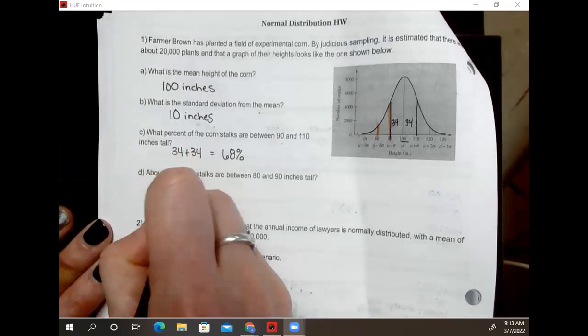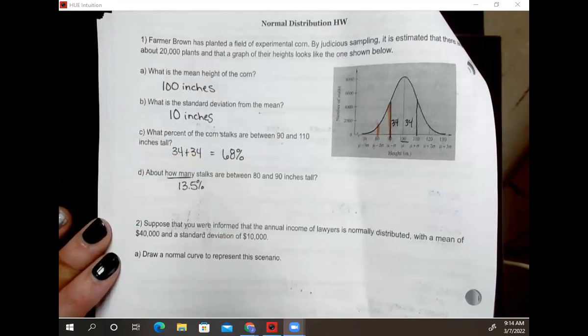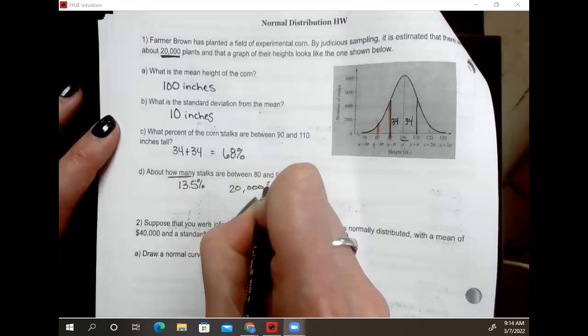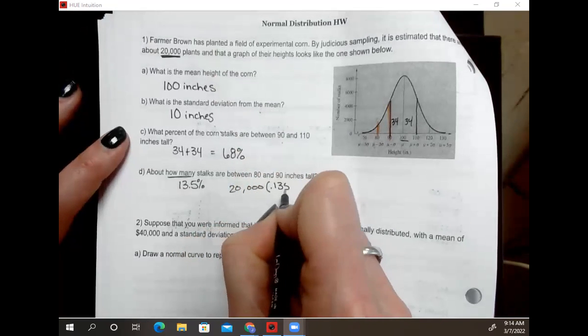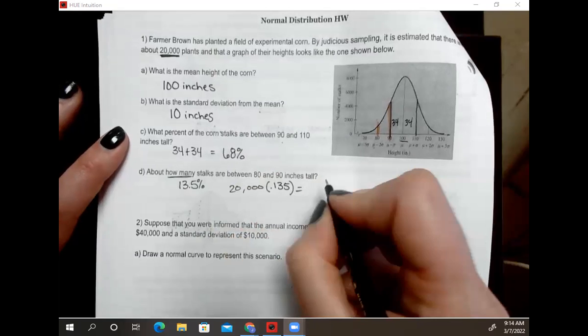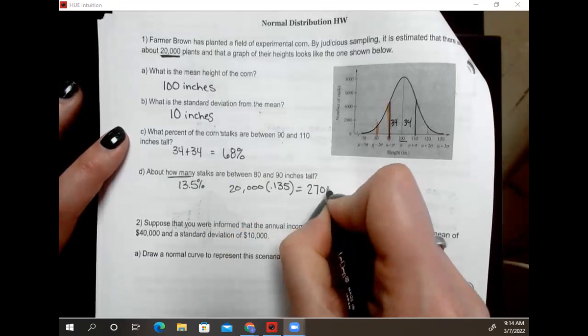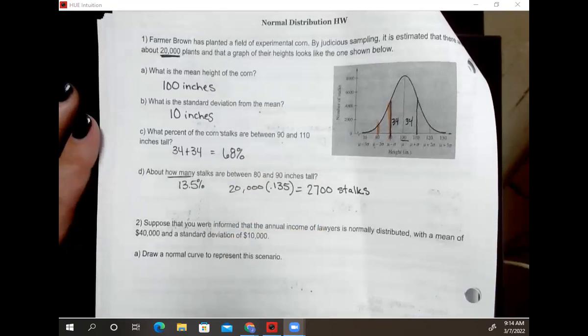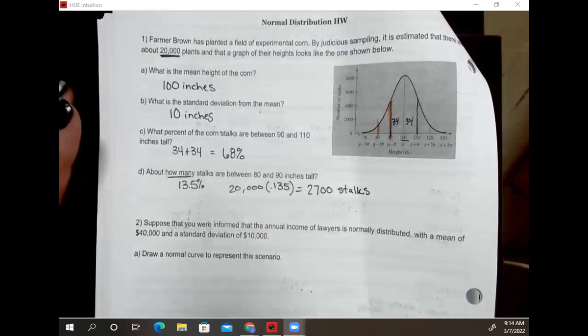Now it says how many, not what percent. So I have to go back to my problem directions intro at the top, and it says I had 20,000 plants. So I'm going to find 13.5% of 20,000. And we would get 2,700 stalks there. Questions for me so far?